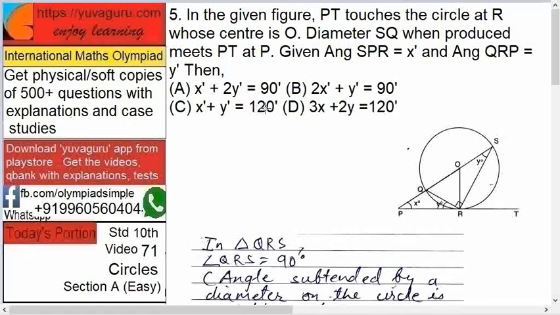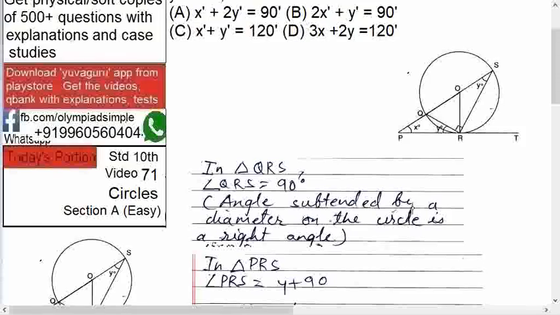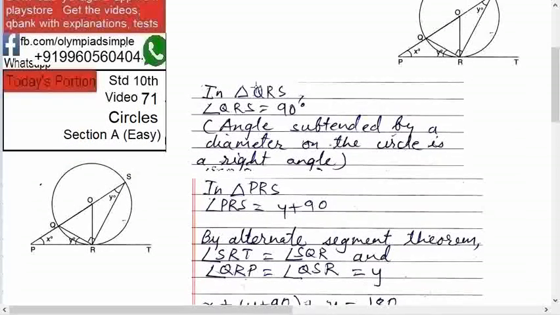These 4 options, what we have to do, don't focus on these 4 options now. Focus on something else, meaning what is given. So in angle QRS, it is given as R is 90. Why? It's not given actually.